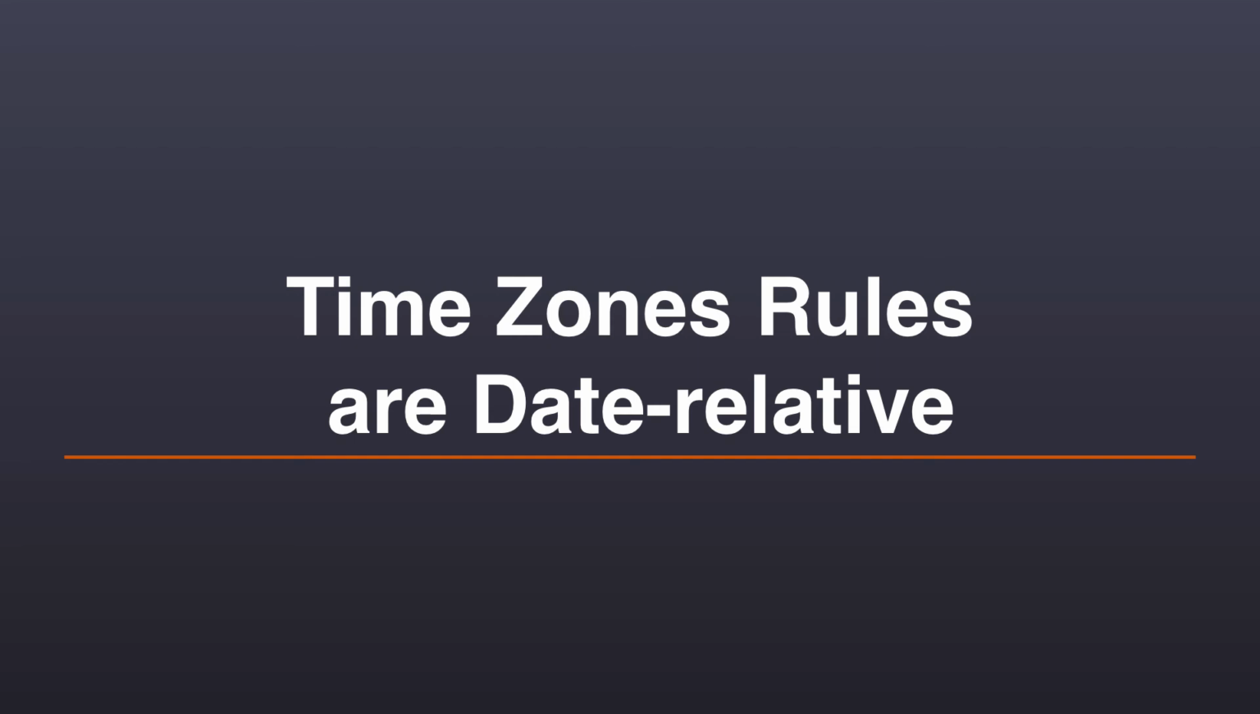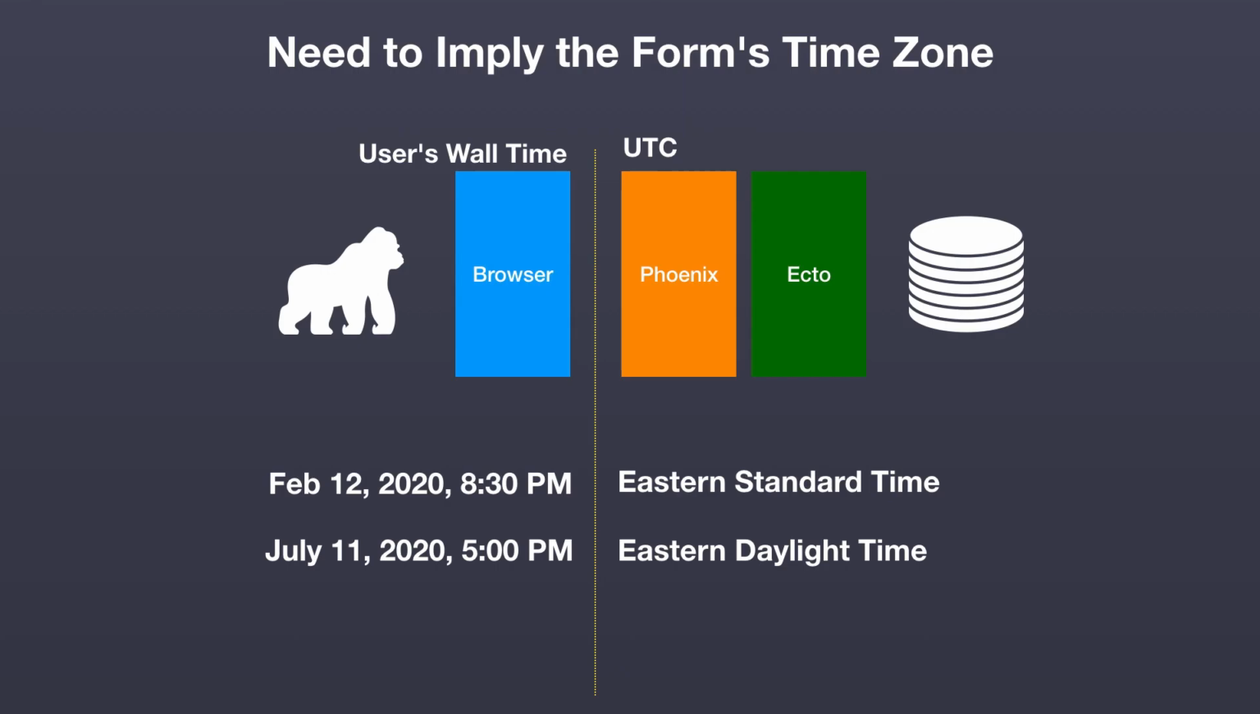So let's say the user is using this web form and it's February 12th, 2020. It's 8:30 p.m. They're creating a new event for this date time. When they send it to the server, I need to understand that the user is in Eastern time and figure out the time zone rules for this moment in time. And that actually turns into Eastern Standard Time. But if they were to give me July 11th, 2020, then that would evaluate into Eastern Daylight Time.